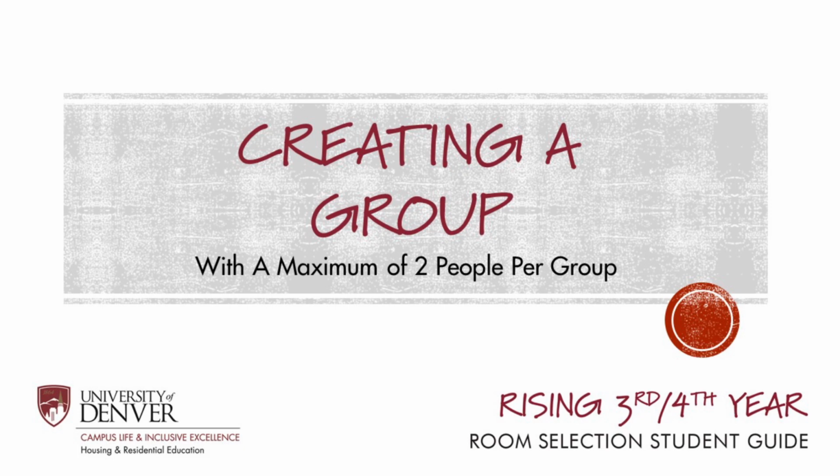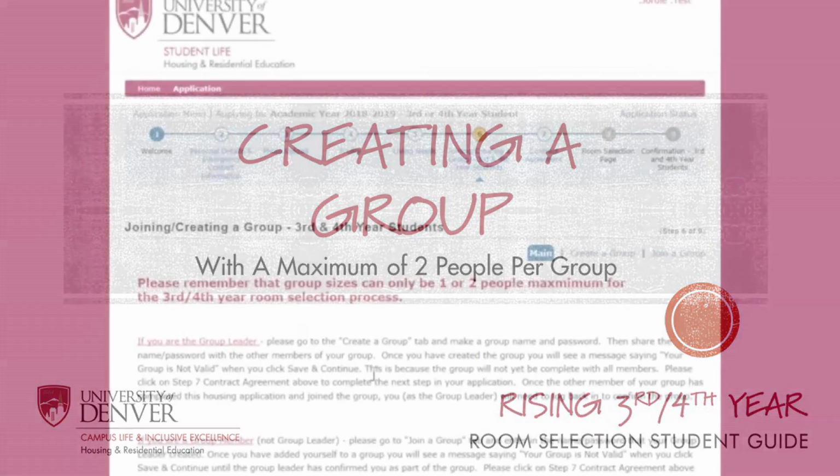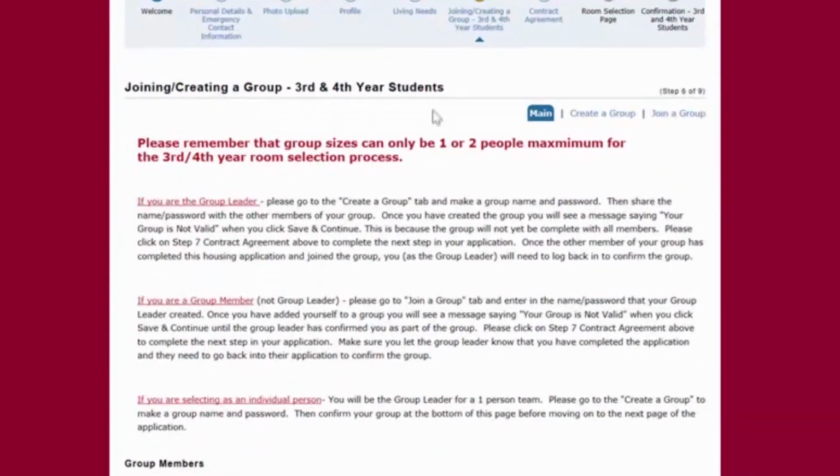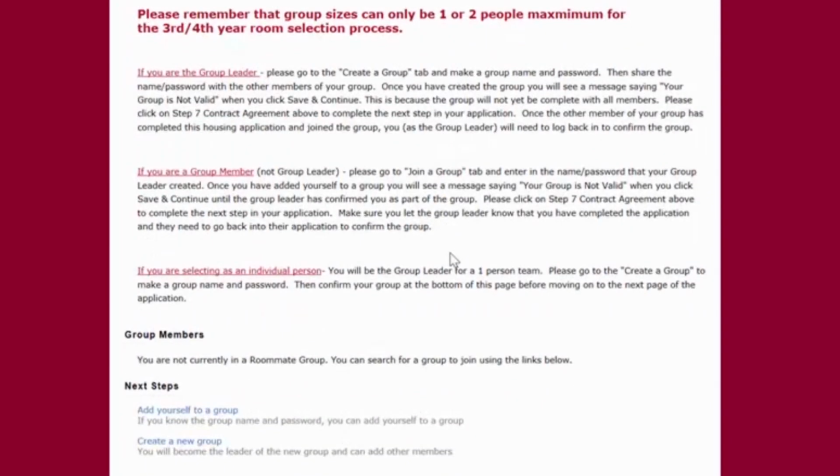In this next section, we'll be going over how to create a group. For the rising 3rd and 4th year room selection process, groups can have either 1 or 2 people. This page has instructions for creating both 1 or 2 people groups. Creating a group will make you the group leader, which means you will be responsible for communicating with our office and assigning your group to rooms.